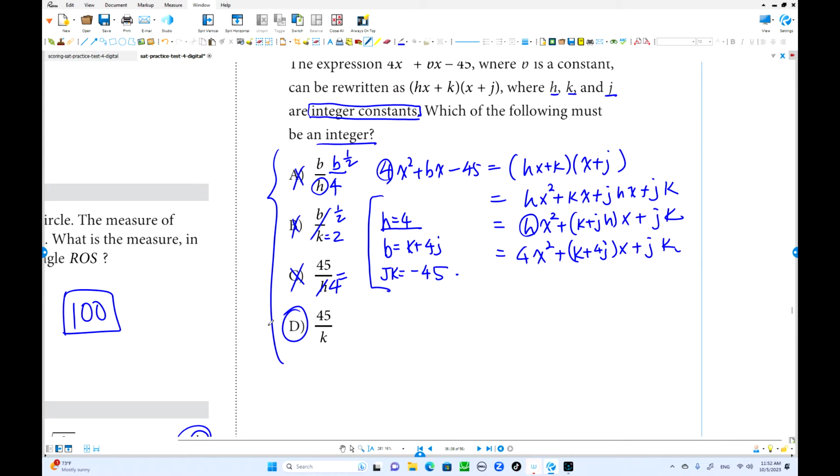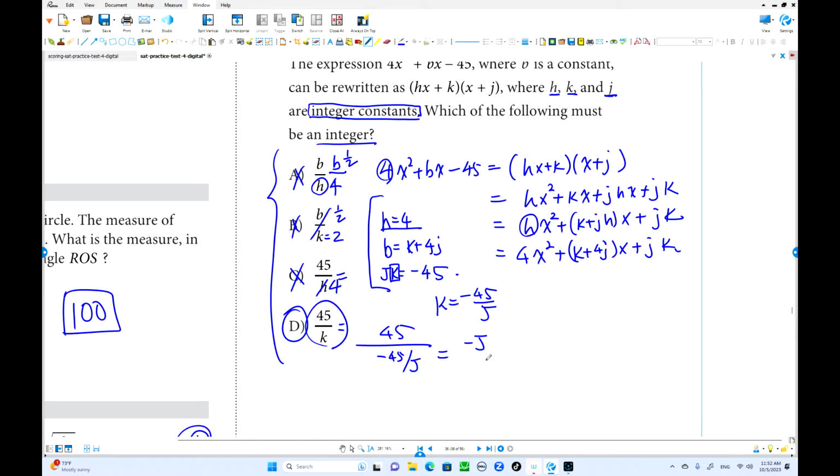45 over k. Okay. k is over here. You know that h, j, k are integers, right? Can you express k over here? k equals how much? Negative 45 over j, isn't it? Put it over here. 45 over k equals negative 45 over j. What is this one? Negative j, isn't it?